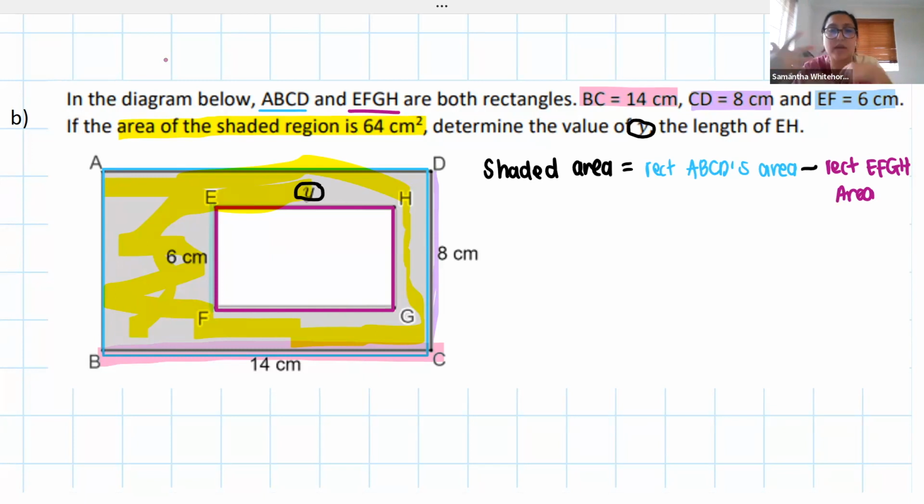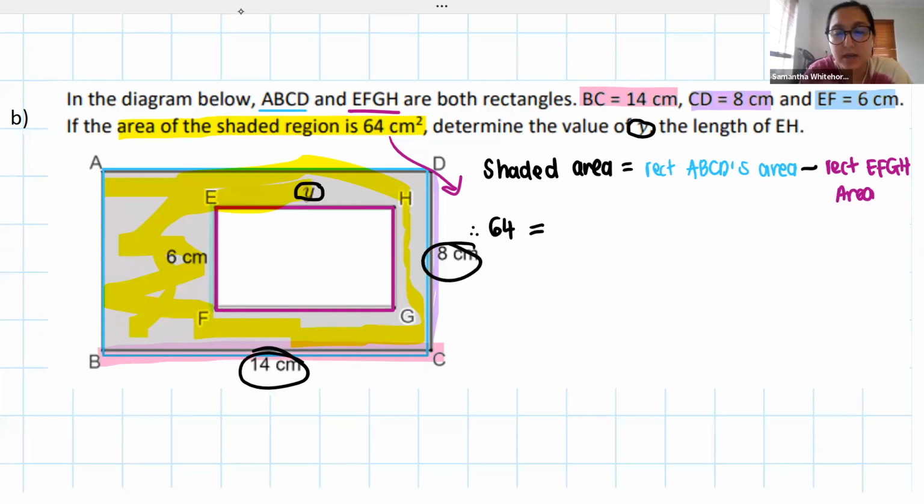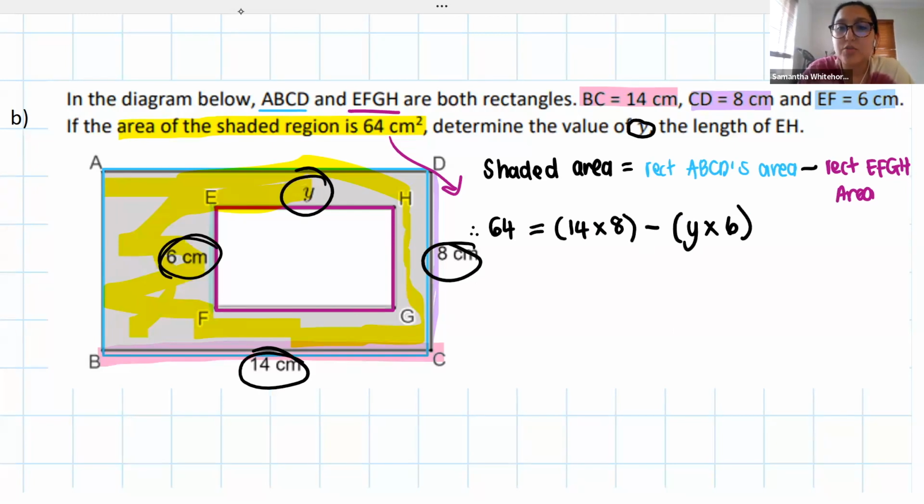And because I now have this equation for myself, I can now start to substitute in what I know. So we know that the shaded region or the shaded area is 64 centimeters squared. So I know that my blue or my bigger rectangle's area would be 14 times 8, length times breadth, minus my smaller rectangle's area, which would be the y that I'm looking for times 6, length times breadth. And through understanding how to work out the shaded area, I've set up an equation that I can go and solve for y.